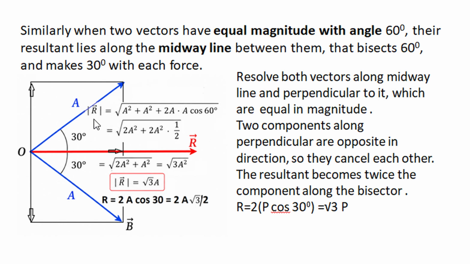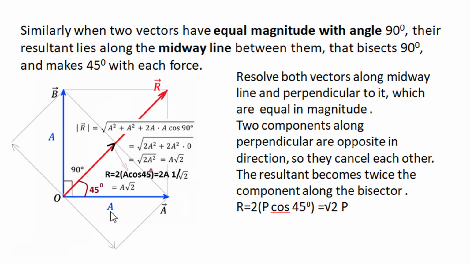The same can be proved by the parallelogram law formula. Both P and Q have same magnitude A, so P square, Q square and 2PQ become A square, A square, 2A square, and cos 60 is half. This sum becomes 2A square plus A square, 3A square, and when we square root, resultant comes as root 3 A. So for 120 degree, resultant was equal to A, and for 60 degree it is root 3 A.